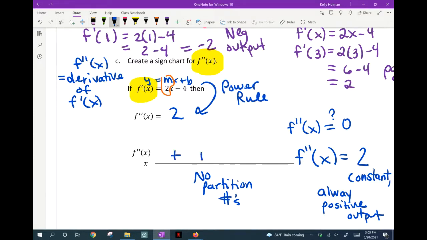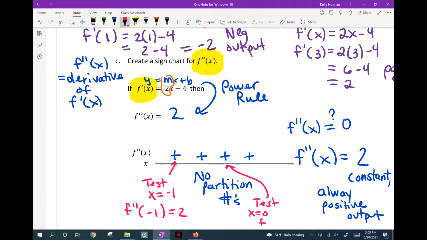No matter what I plug in, if you test a point, say I test x equals -1 and put it into the second derivative rule, it's going to shoot out a 2. If we test 0 and put that into the second derivative rule, it's going to shoot out a 2. So see how it's always positive?